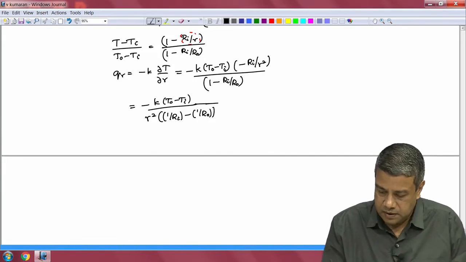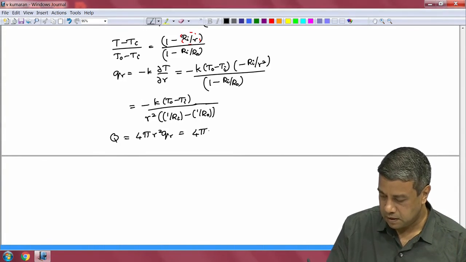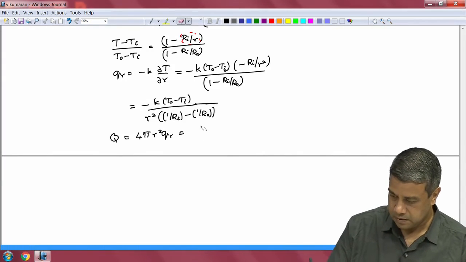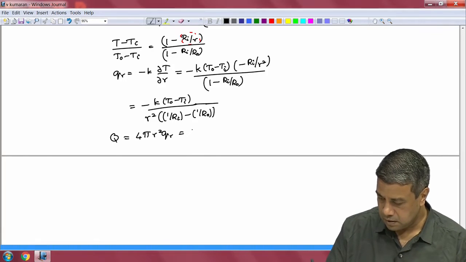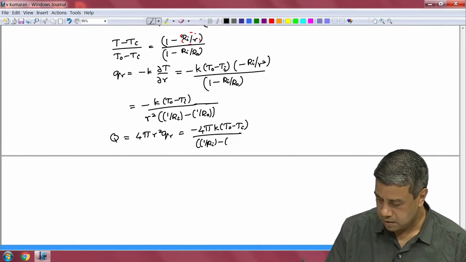The total heat transfer rate Q is equal to 4 pi r squared times q_r, which is equal to 4 pi k, with a negative sign, minus 4 pi k times (T naught minus Ti) divided by (1 by Ri minus 1 by Ro).